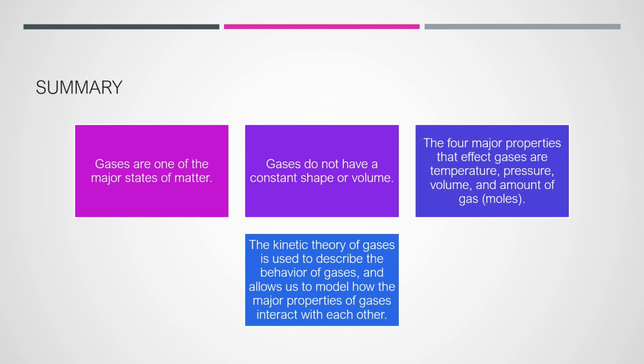Lastly, we learned about the kinetic theory of gases, which describes gas particles as constantly moving and states that increasing temperature increases the speed of that movement, and that pressure is caused by gas particles colliding with the sides of the container they are in. We also use the kinetic theory to describe some of the basic relationships between properties of gases, like temperature and pressure, and volume and pressure.